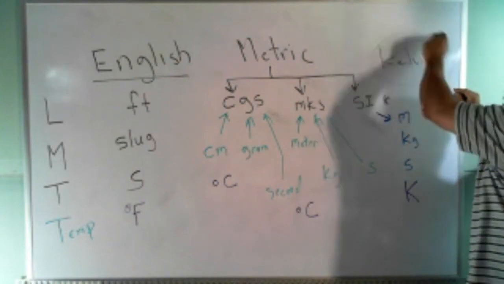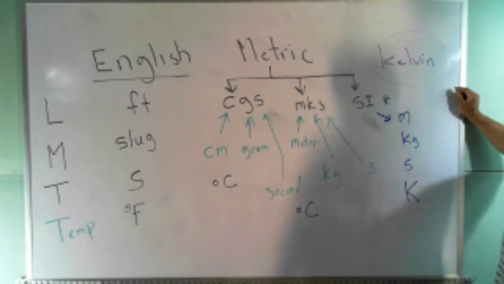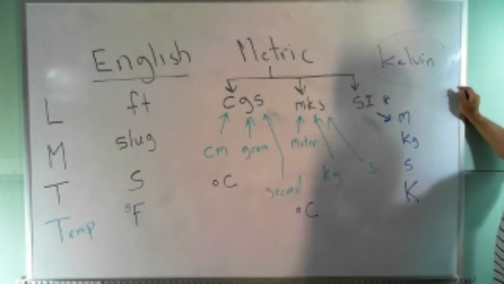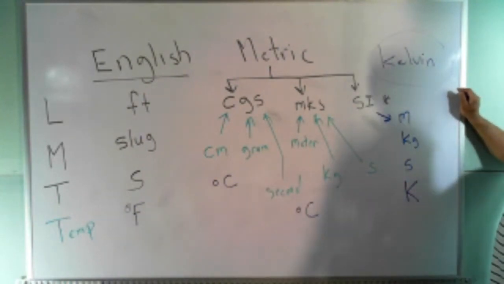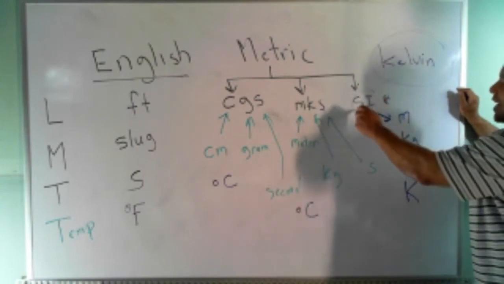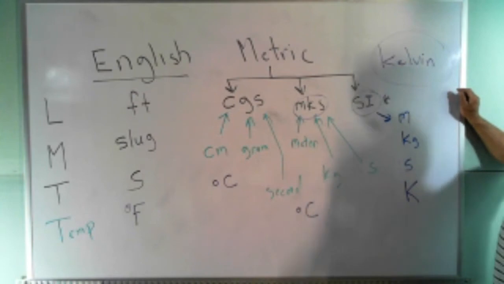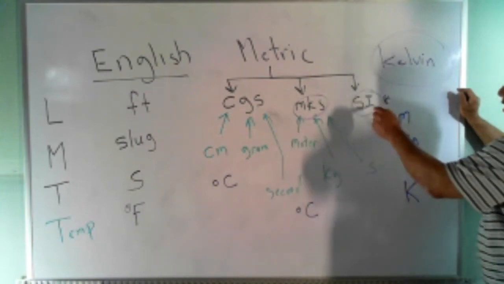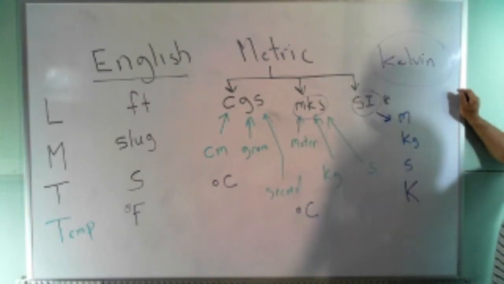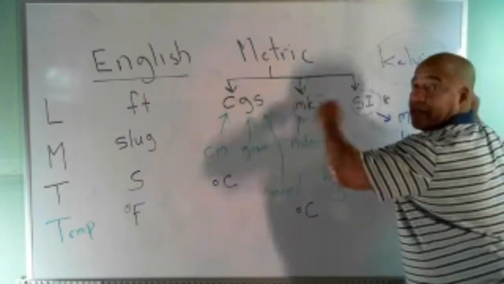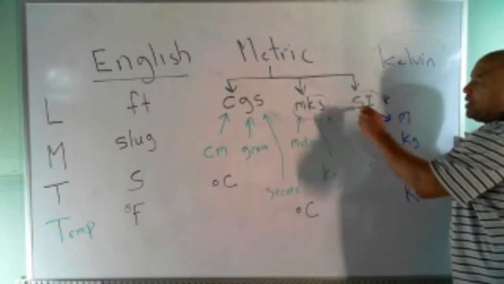The Kelvin is what we call an absolute scale. So it's not degrees Kelvin, it's just a number of Kelvins. And so that's how the SI system and the MKS system differ from each other, if I add temperature to it. But other than that, you can pretty much consider MKS and SI the same. We use all three of these. We use this one, or these two, most of the time.